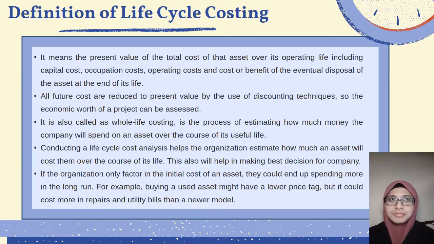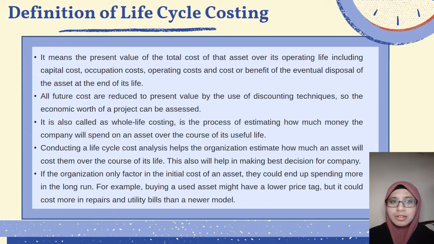Okay, let's proceed with the definition of life cycle costing. Life cycle costing means the present value of the total cost of an asset over its operating life, including capital cost, occupation cost, operating cost, and the cost or benefit of the eventual disposal of the asset at the end of its life. All future costs are reduced to present value by the use of discounting techniques, so the economic worth of a project can be assessed. It is also called whole life costing.